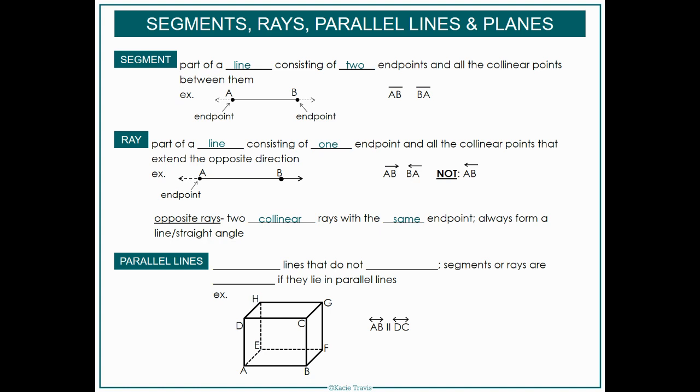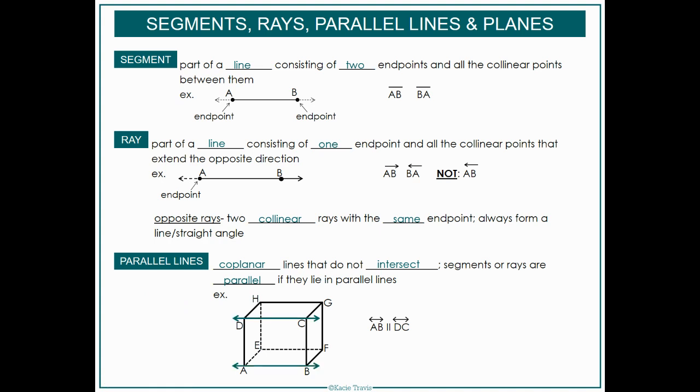All right, next one that we got, we're talking about parallel lines. Parallel lines are coplanar lines that do not intersect. Segments and rays are parallel if they lie in parallel lines. So, in our example right here, we have this shape. It's made up of six planes: one in the front, one in the back, the side, the top, and the bottom. All of these planes have parallel lines on them.